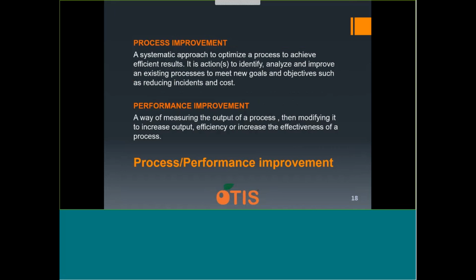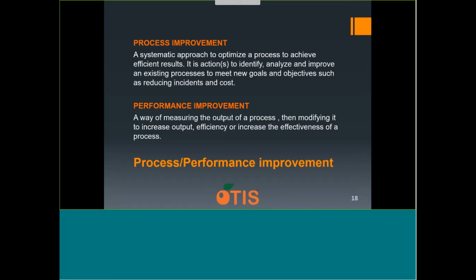I wanted to get into a little bit and just go over some definitions, if you will, because I think people use process performance altogether. I think it doesn't hurt any of us to relook at what it is we're doing and define it. Basically, it's a systematic approach to optimize a process to achieve efficient results. It is an action or actions to identify, analyze, and improve an existing process to meet new goals and objectives, such as reducing incidents and cost.